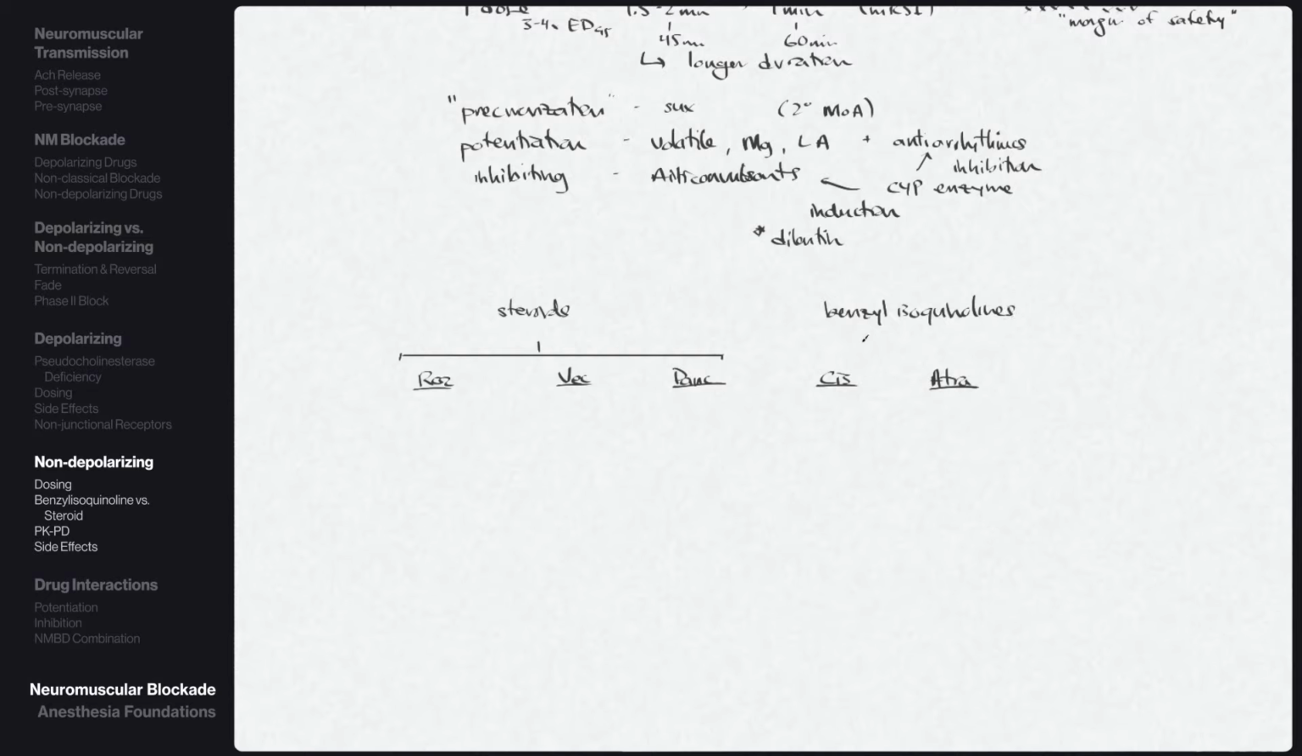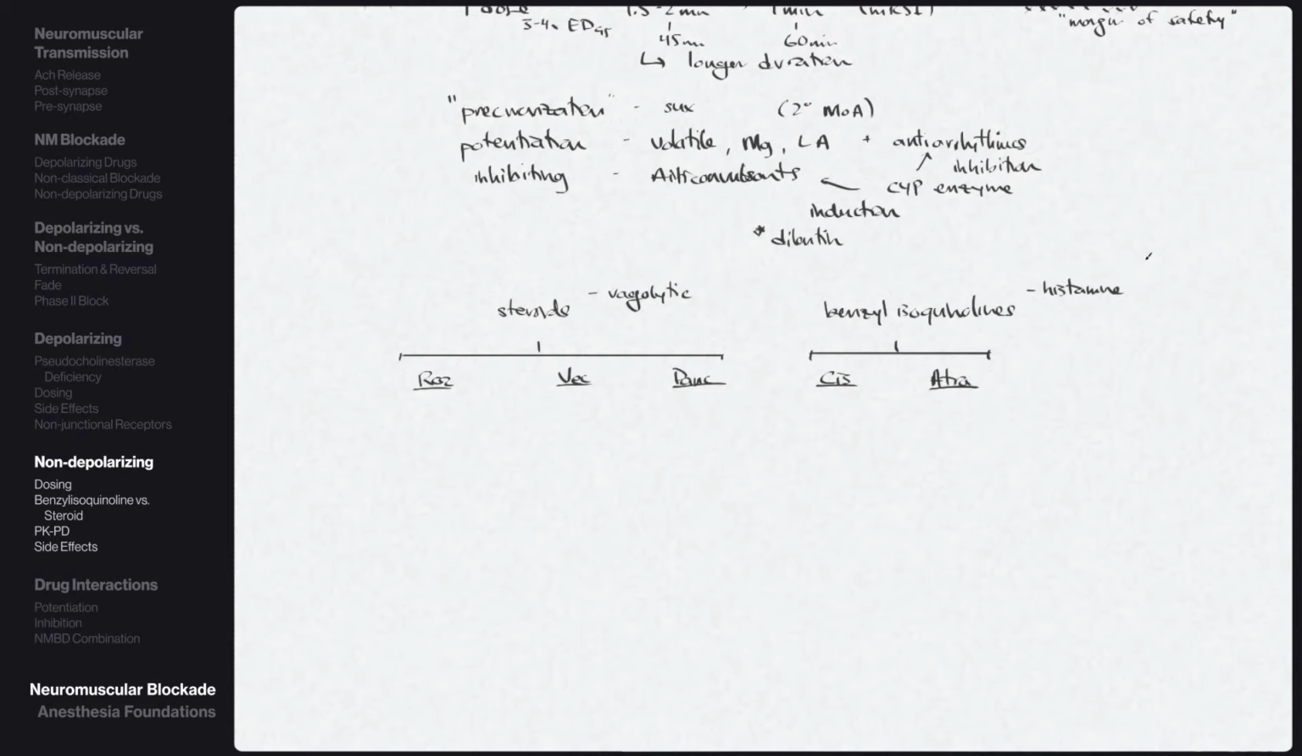And so we'll differentiate these two classes, and the idea is that they have different molecular structures and that steroids often are considered vagolytic, while benzylisoquinolines are considered to give a large histamine release.